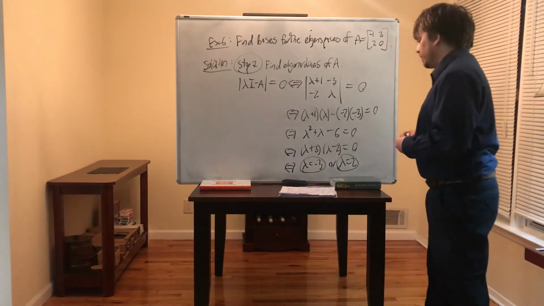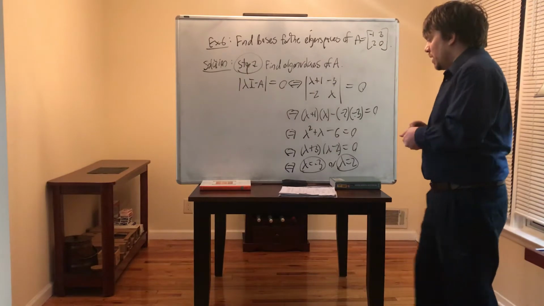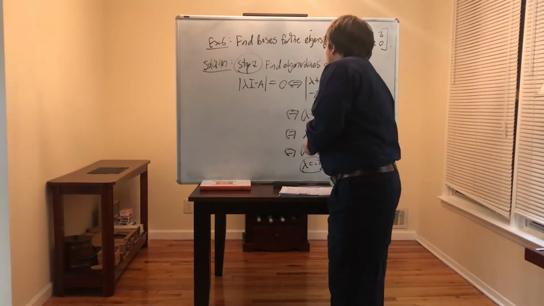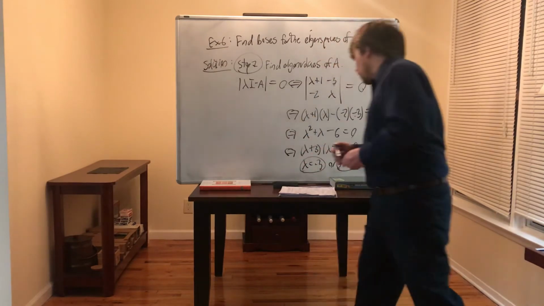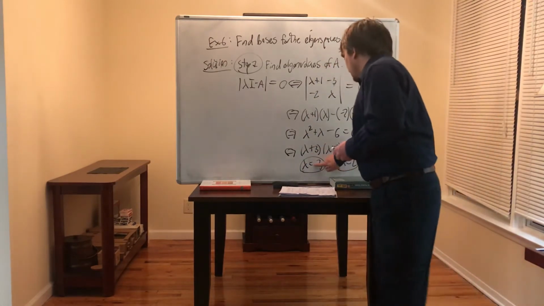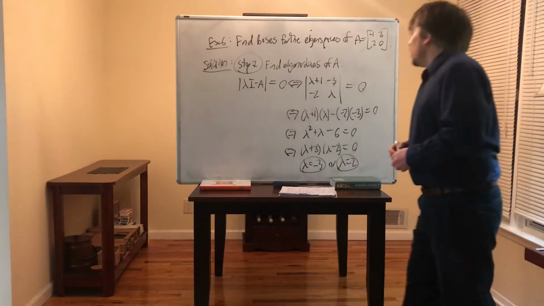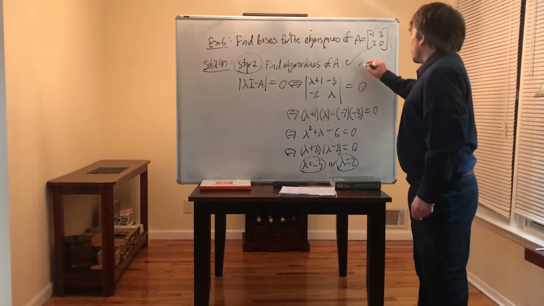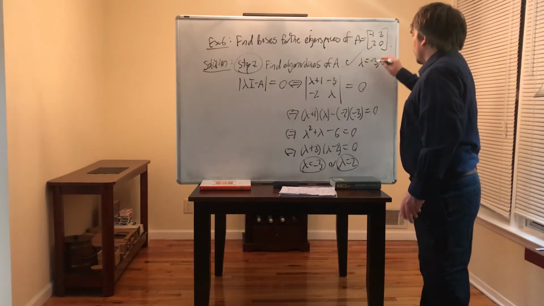Those are the solutions. So the solutions are -3 or 2. And so step 1, find the eigenvalues of A, is accomplished. Lambda equals -3 or 2.